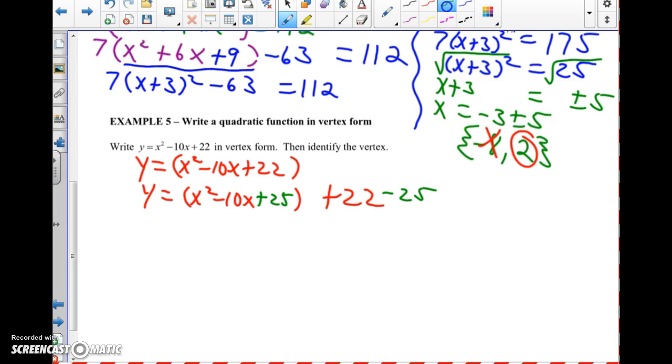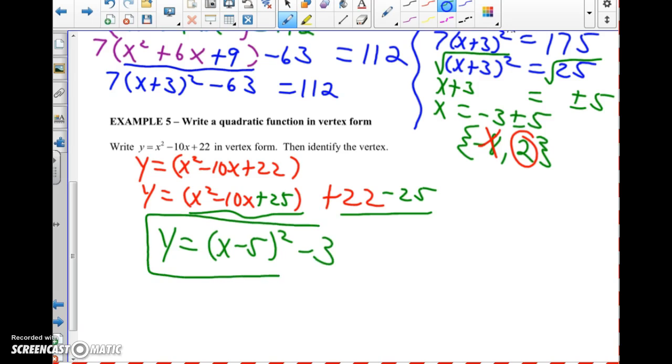Now here we go. Factor the hood. x minus 5 squared. You got it. And add the outsiders. Minus 3. You just did it. It's in vertex form. There you go.